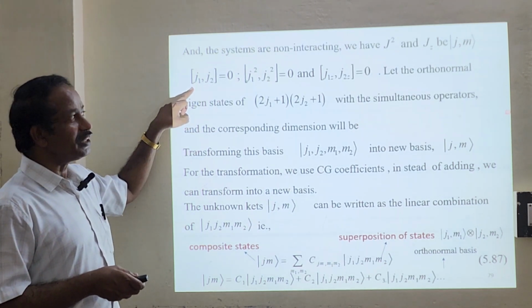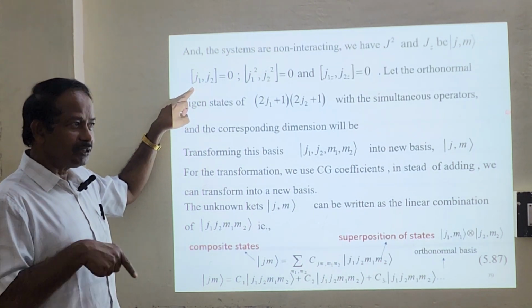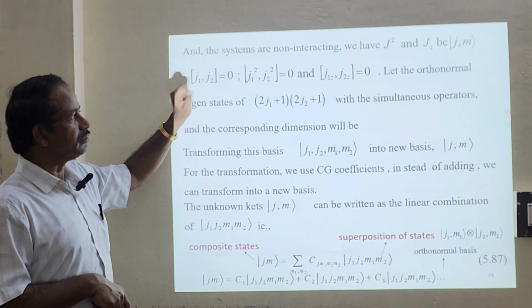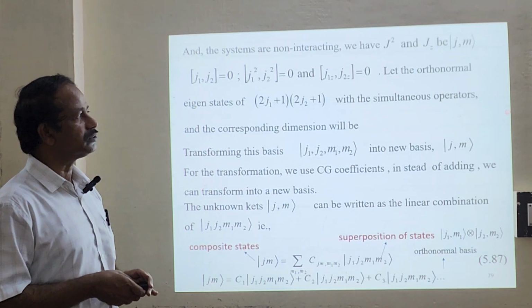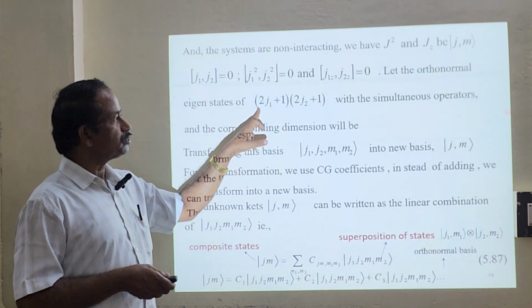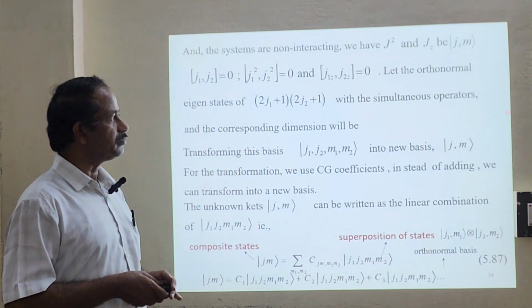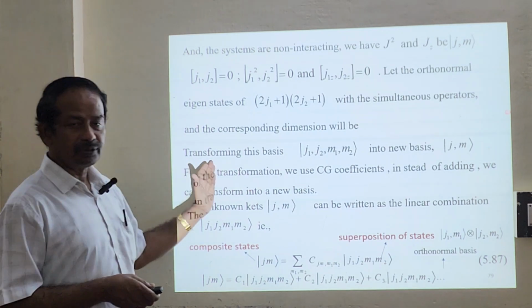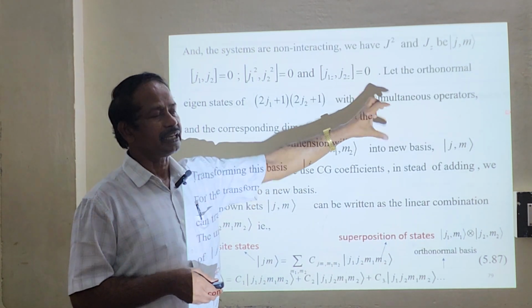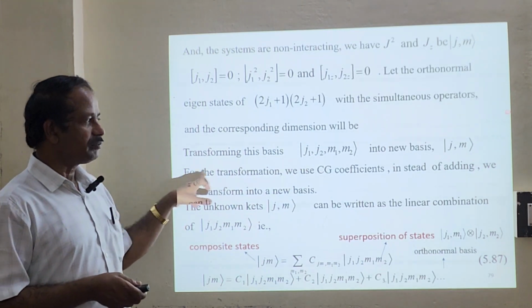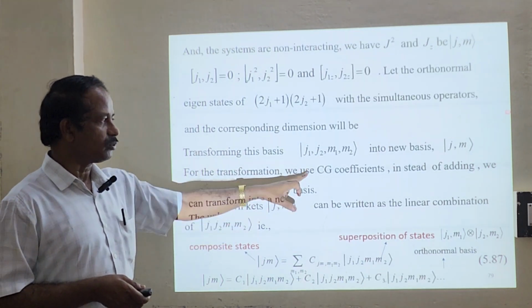We also know that they are commuting variables, so they will have simultaneous common eigenstates. We know already, okay, they are all orthonormal eigenstates. And of course, the dimension will be 2J1 plus 1 times 2J2 plus 1. So we are going to transform this basis to that basis, the uncoupled basis into the new basis, and we are going to have the Clebsch-Gordan coefficients.